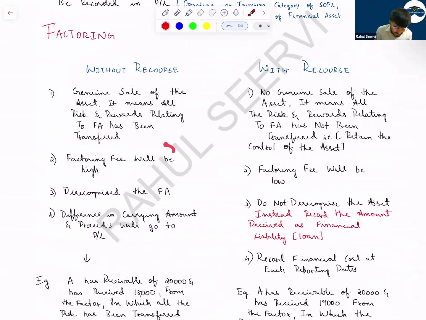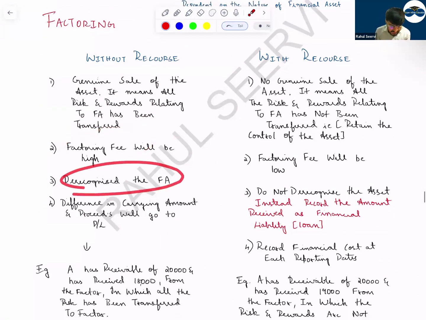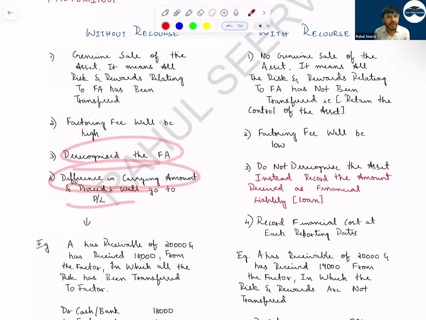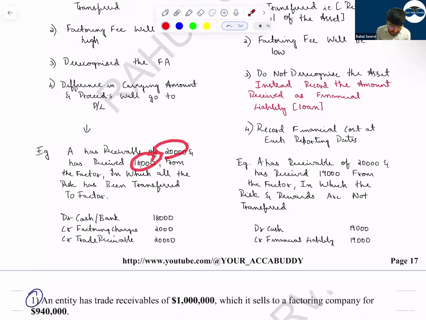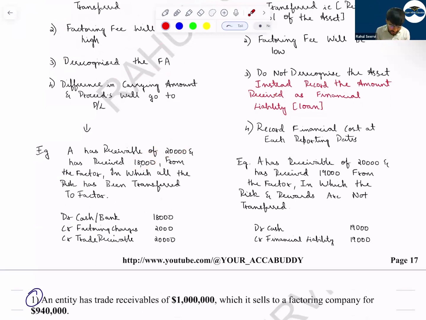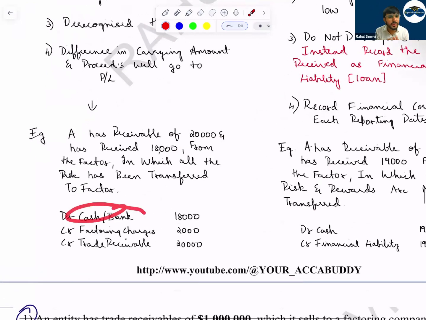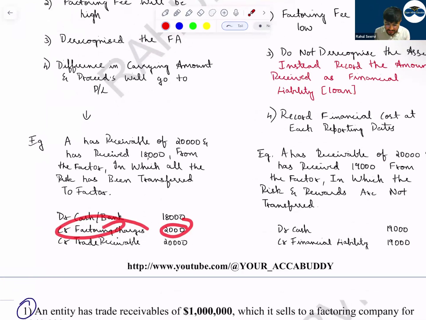In that case, the factoring fees will be very high. Derecognize the financial asset; the difference between the carrying amount and the proceeds will be recorded in the P&L. So we have taken an example, 20,000, you received 80,000. So it is a sale. So sale means debit what comes in, credit the financial asset you remove, and debit factoring charges directly into the P&L, or the commission which they are taking.